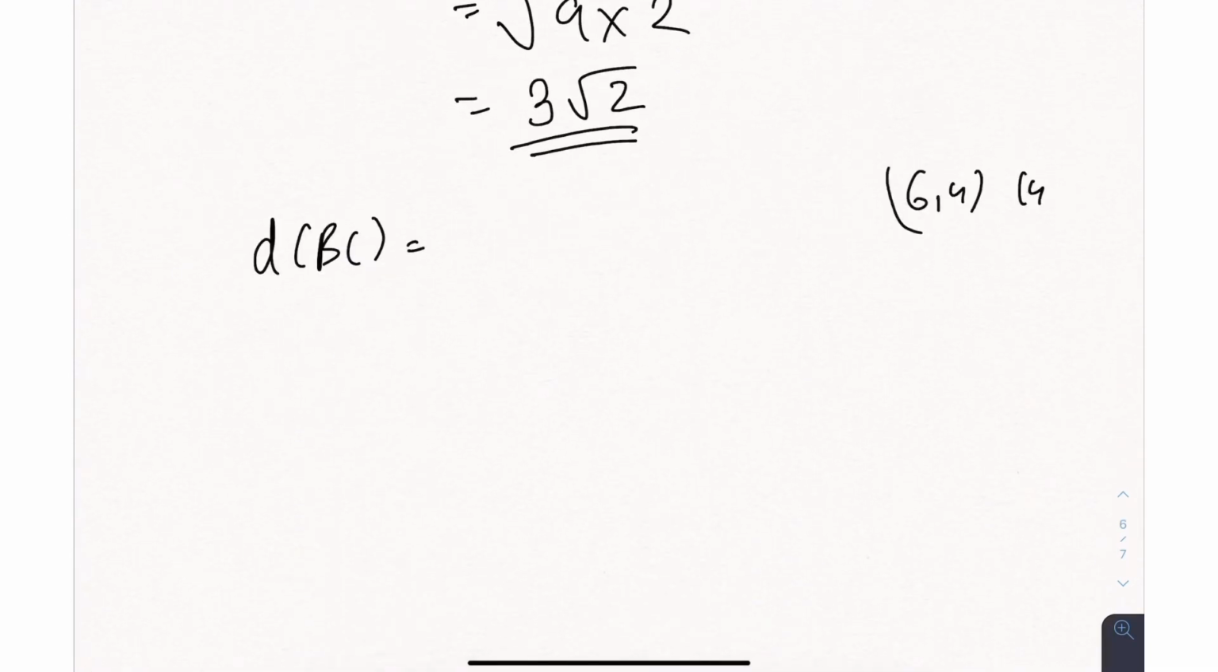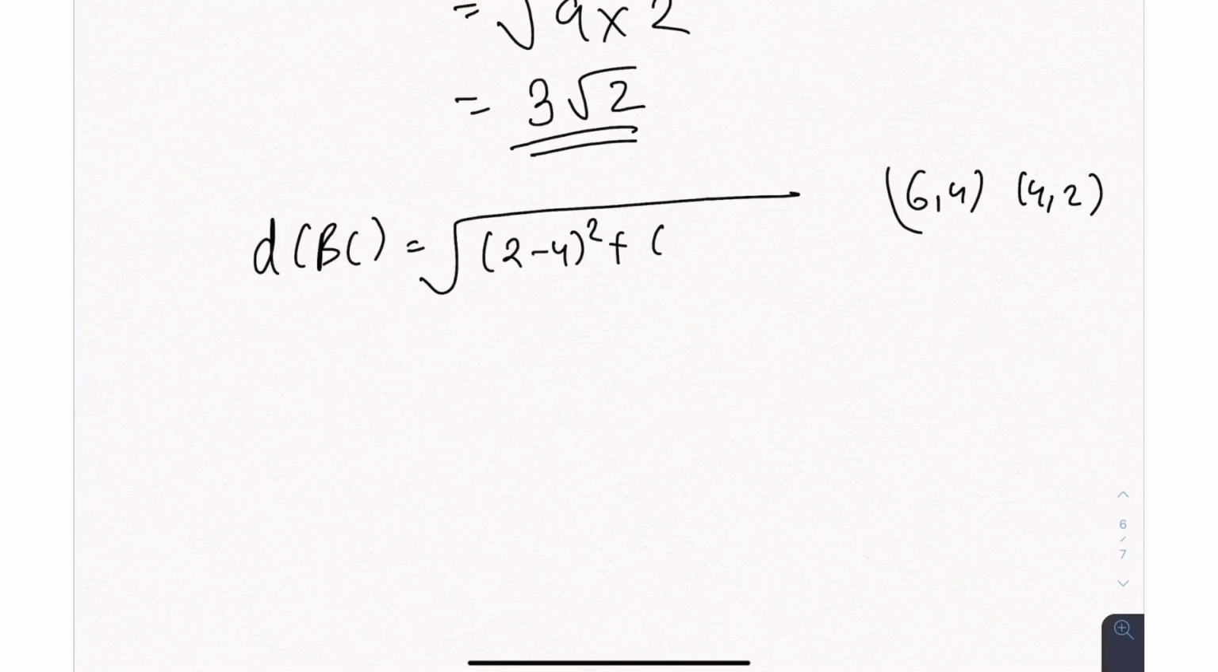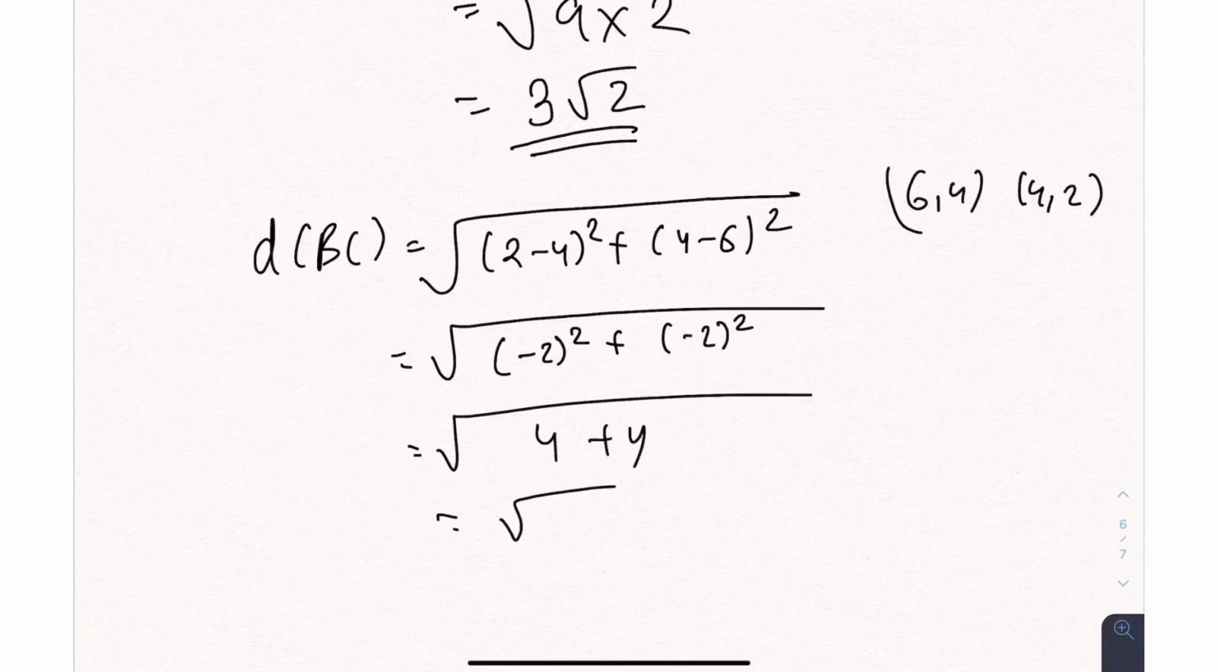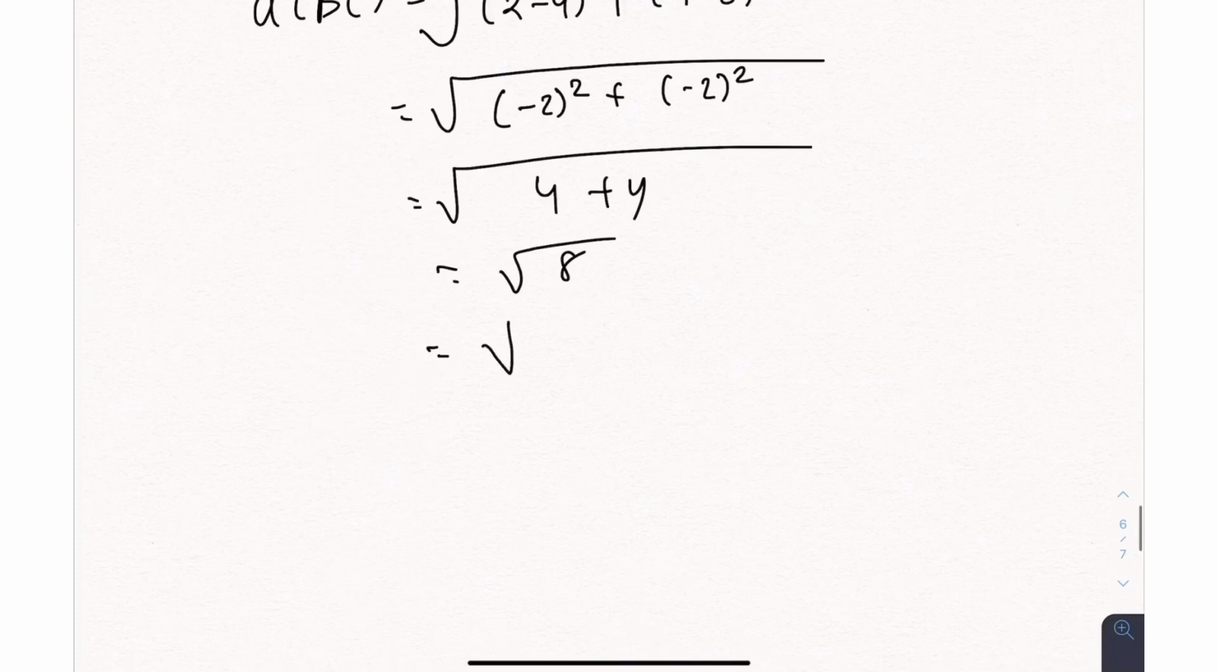6, 4 and 4, 2. Again, we have to use the same formula. So 2 minus 4 the whole square plus 4 minus 6 the whole square. 2 minus 4 is minus 2, minus 2 square is 4, plus 4, we get 8. This can be written as 4 into 2. This can be written as 2 root 2.